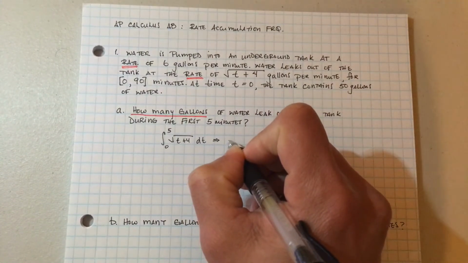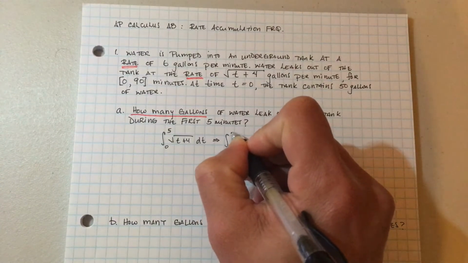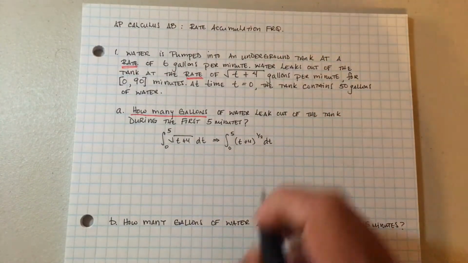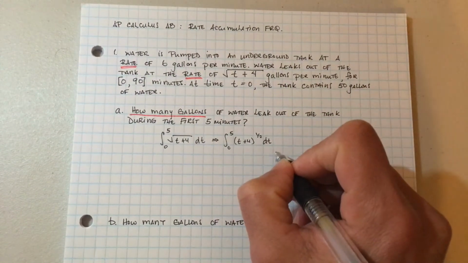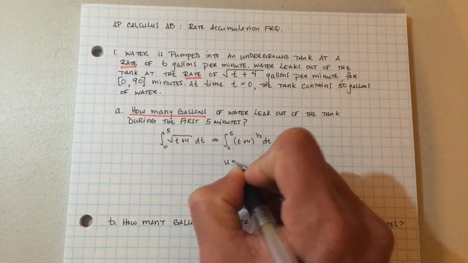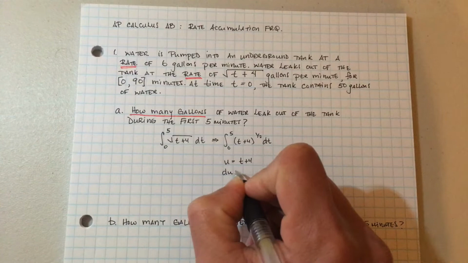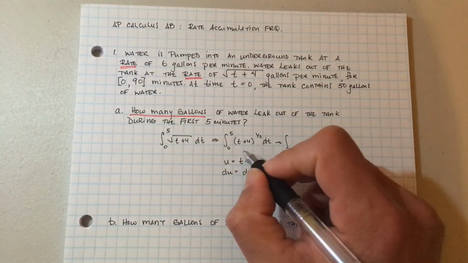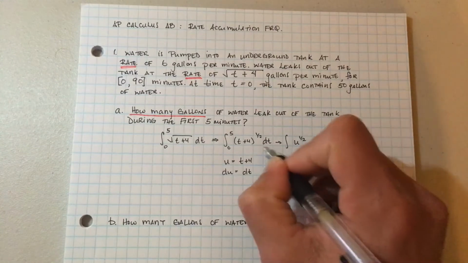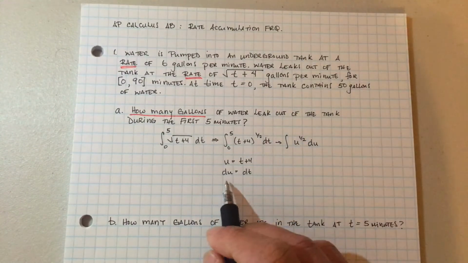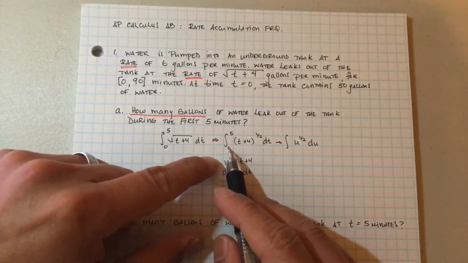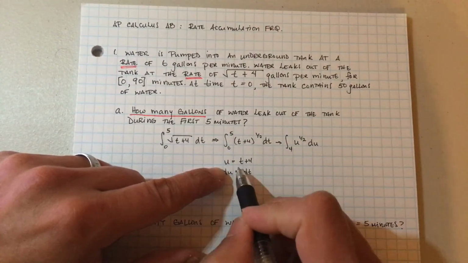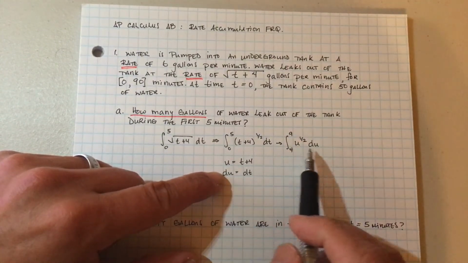Remember that is the same thing as the integral from 0 to 5 of t plus 4 to the 1/2 power dt. I'll go ahead and do the u substitution. Let u equal t plus 4. That means du is equal to dt. That means this becomes the integral of u to the 1/2 du. Let's change the limits. If t is 0, 0 plus 4 gives you 4, and then 5 plus 4 is 9. Remember, you have to change the limits of integration if you're working in terms of u.